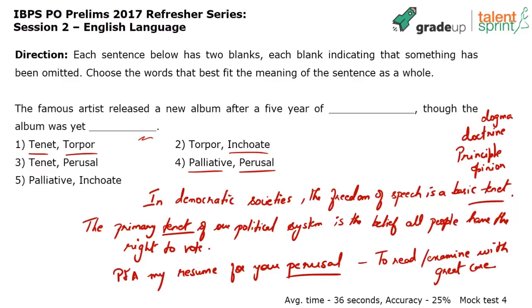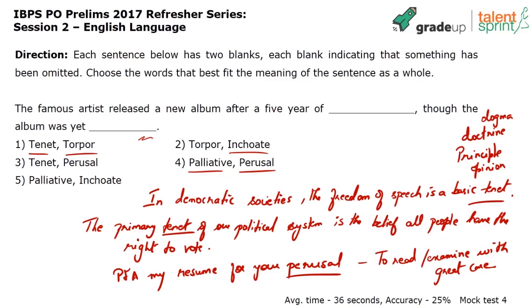So we know the words now. Tenet means principle, doctrine, dogma. Torpor means inactivity. Keep in mind the grizzly bear. Inchoate, we just saw, is something at an early stage, beginning. Perusal, we saw, is reading something, examining something with great care. Palliative is a sedative, a painkiller.